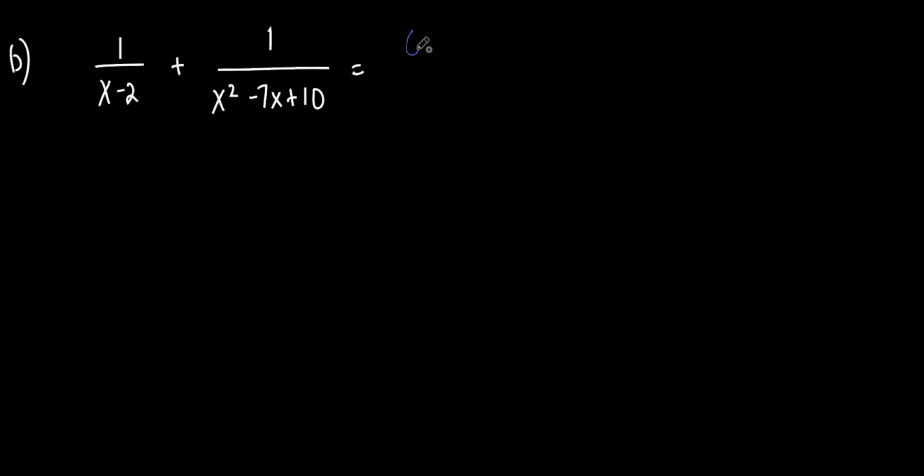Here's another pre-example, and then we'll do a real one. So we'll call this part B. It's 1 over x minus 2 plus 1 over x squared minus 7x plus 10 equals 6 over x minus 2. Now this definitely took a step further, but it's the same basic principle.